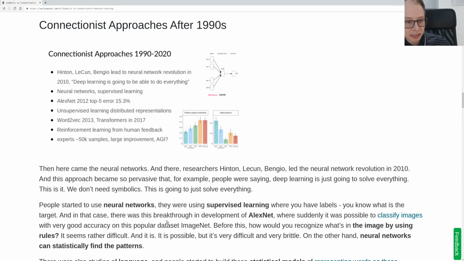In the 1990s, Hinton, LeCun, and Bengio led the neural network revolution, which was the connectionist revolution, which is what is dominant now. Deep learning, that's what the connectionist approach is. It's going to be able to solve everything, you know. In neural network supervised learning, AlexNet in 2012 got a top-5 error rate of only 15%. In unsupervised learning of distributed representations, for example, word2vec maps words to vectors, and transformers in 2017 map entire sequences of words to contextual vectors.